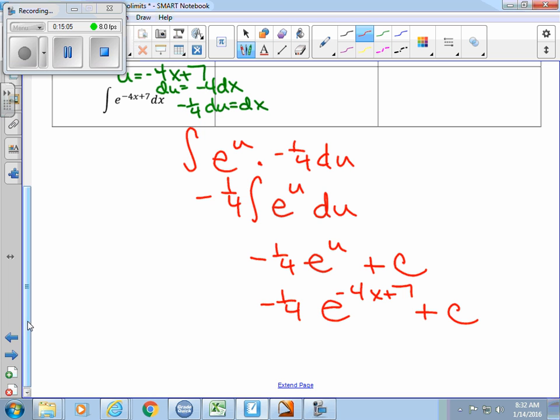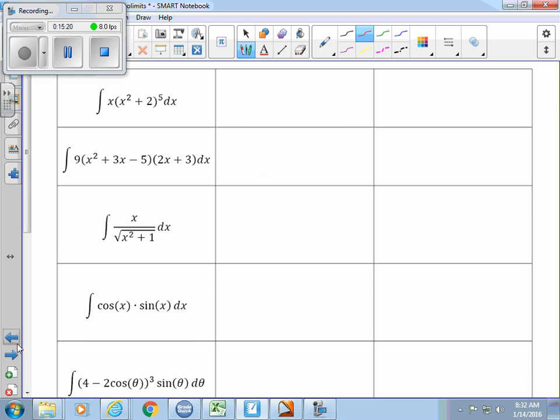Okay, so all three of those were chain rule problems. Chain rule problems are pretty easy to pick the U out because you pick the inside part of the function. The next slide is going to have some that aren't quite as obvious on what you should pick as U. And I'm going to show you some tricks to choose U wisely.